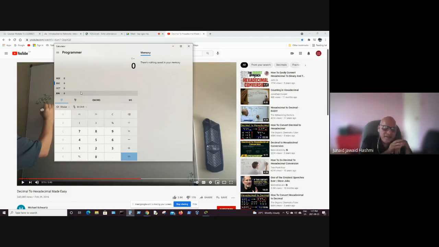Especially when you're calculating subnets, you have to convert. You have to know how to convert decimal to binary and binary to decimal. So use the programmer mode. Okay, and yeah, that's all.